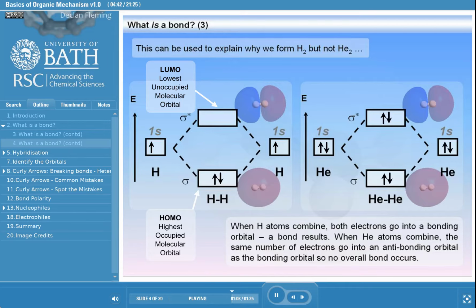If we work through the same process with dihelium, which has twice the number of electrons, we find that we have the same number of electrons in the antibonding orbital as in the bonding orbital. When helium atoms meet, there is no net bond formed, so we would predict that He2 does not exist.